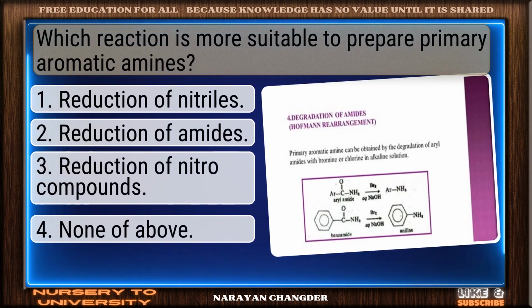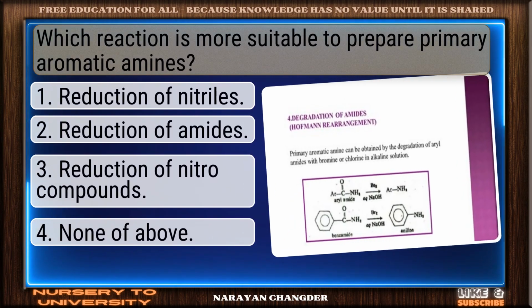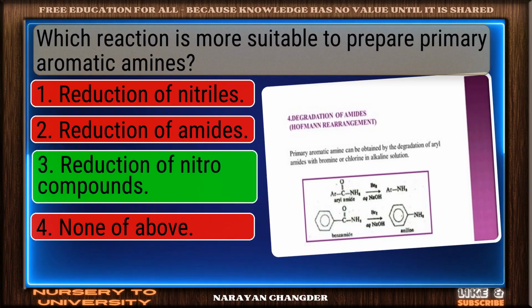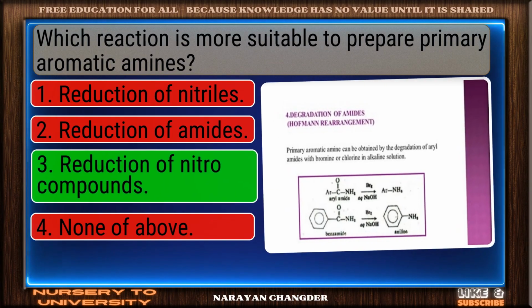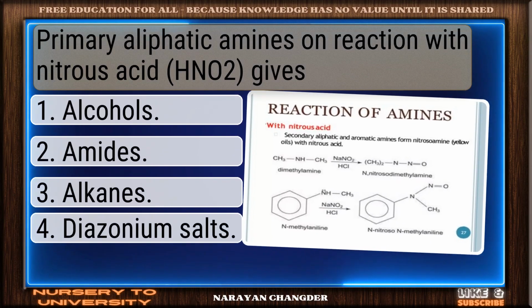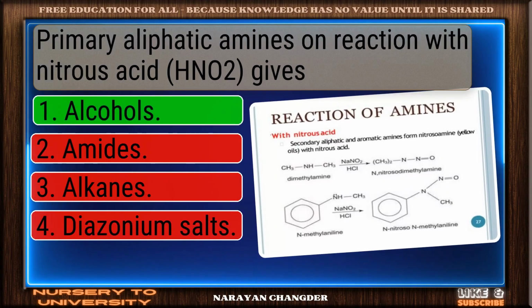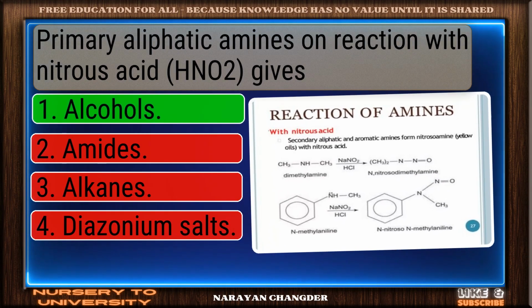Which reaction is more suitable to prepare primary aromatic amines? Excellent. Reduction of nitro compounds is a brilliant choice. Primary aliphatic amines on reaction with nitrous acid give... Nice selection. Alcohols is the correct and valid answer.